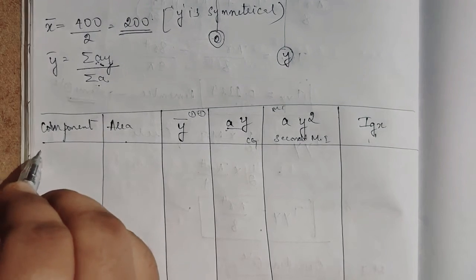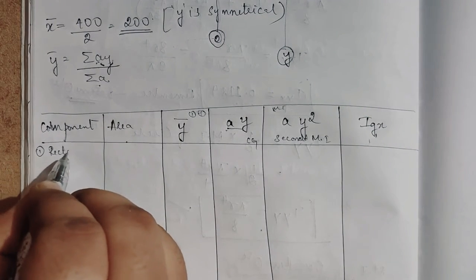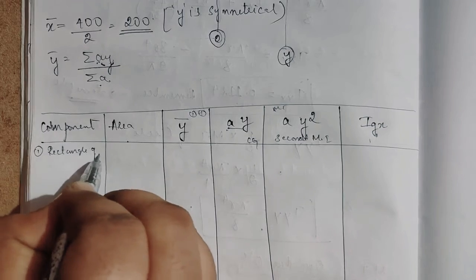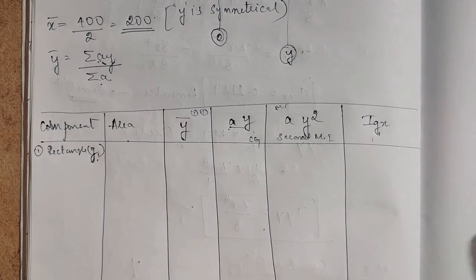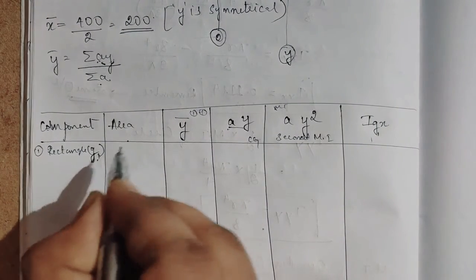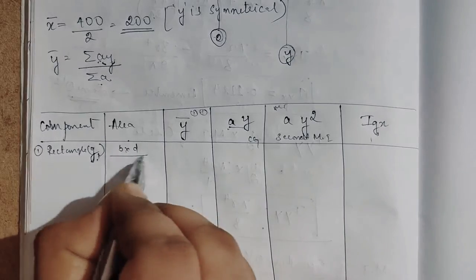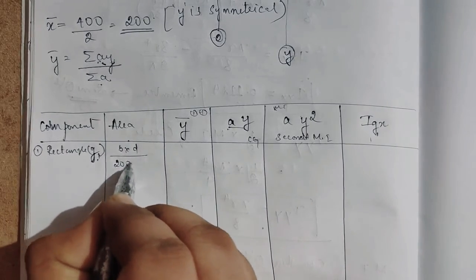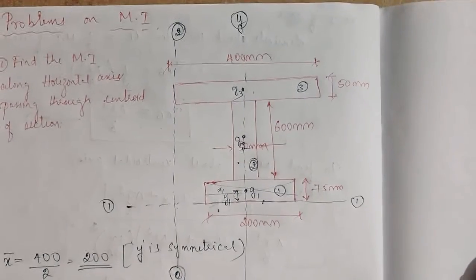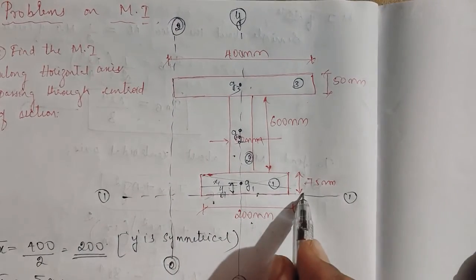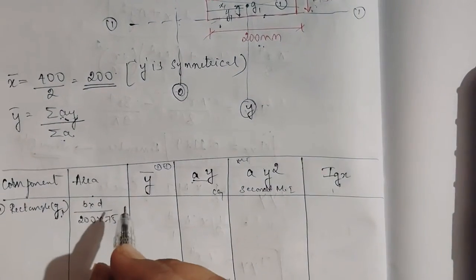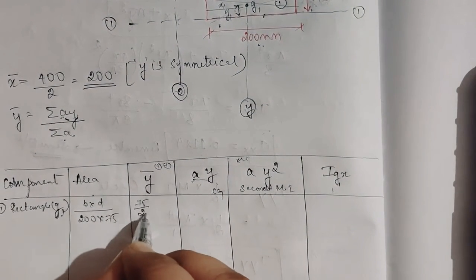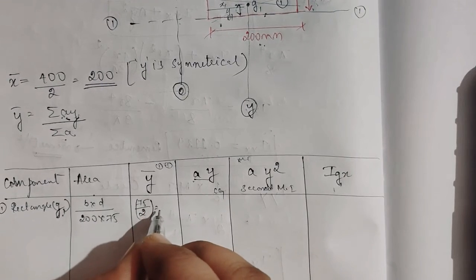So the first one is the rectangle. All the values we are getting are for rectangles only. So G1 is the rectangle. What is the area? B into D, so 200 into 75. Please note it: 200 is the breadth, 75 is the depth, breadth and depth, 200 into 75. What is the y distance? It is just 75 divided by 2, so 75 divided by 2 will be 37.5.